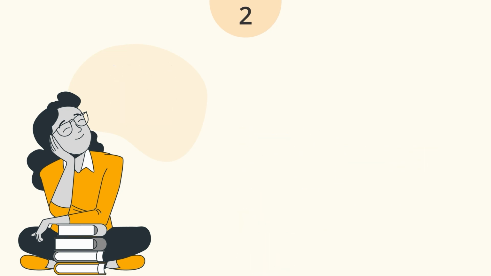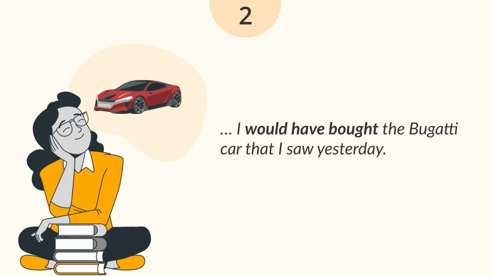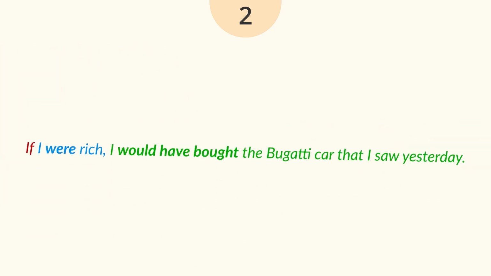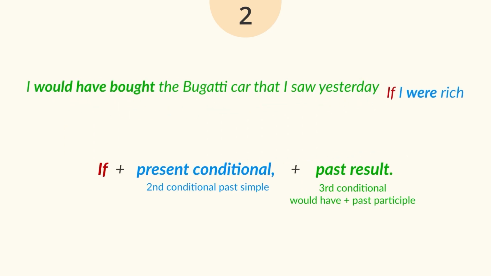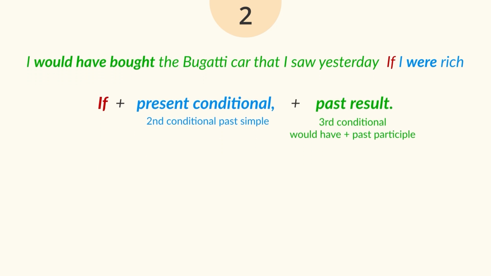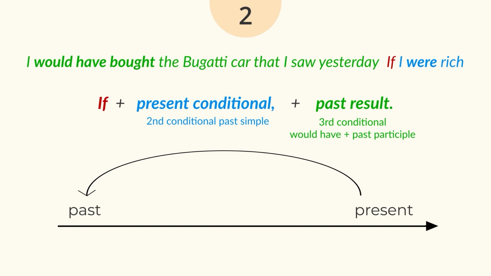To continue, I would have bought the Bugatti car that I saw yesterday. You see, this is the third conditional. Colour it in green. If I were rich, I would have bought the Bugatti car that I saw yesterday. Or, I would have bought the Bugatti car that I saw yesterday if I were rich. Have you noticed? The present state, me not being rich, impacts the past.